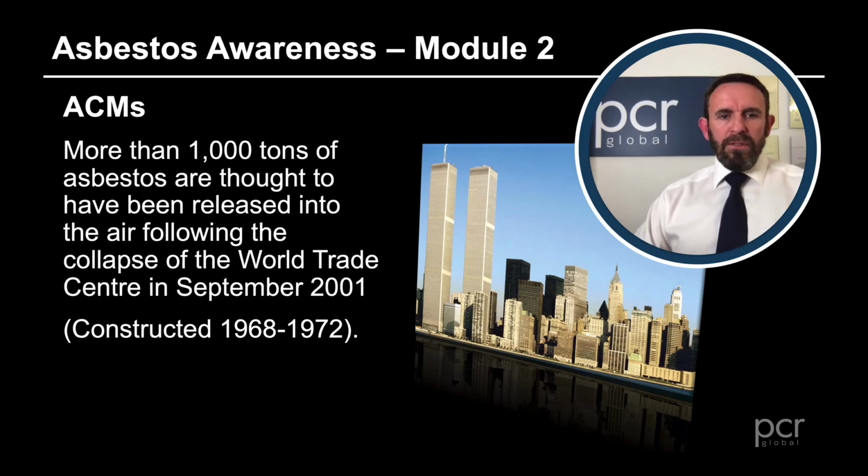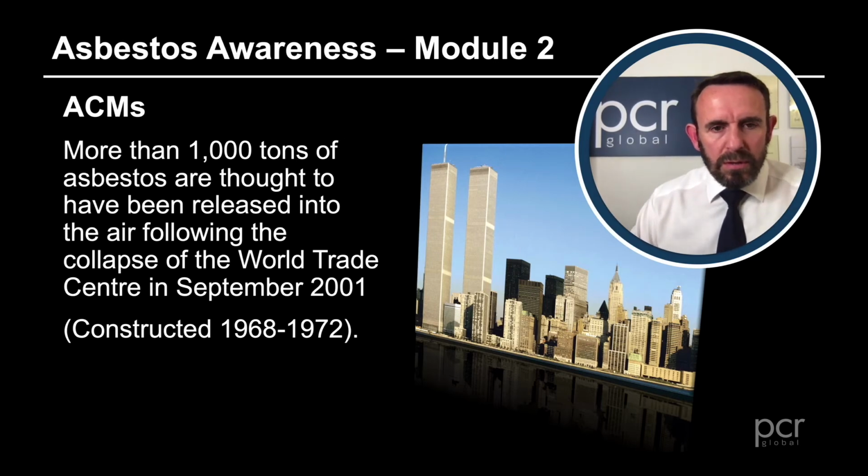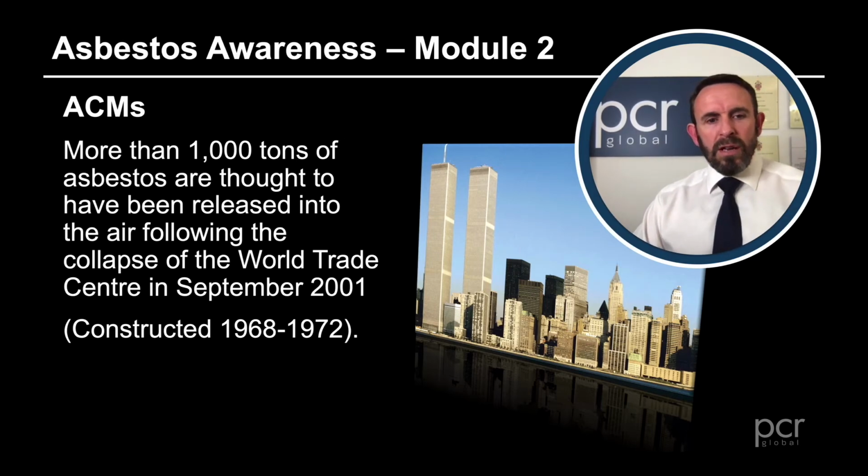And just an interesting fact there, when the Twin Towers, the World Trade Center, in September 2001, if you remember, collapsed due to the terrorism incident, more than 1,000 tons of asbestos are thought to have been released into the air.